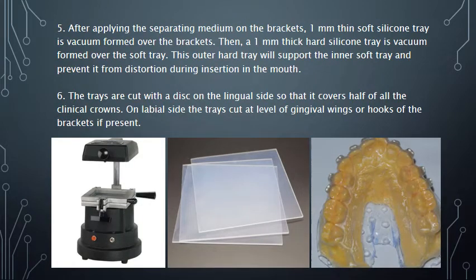After applying the separating medium on the brackets, a 1 mm thin soft silicone tray is vacuum formed over the brackets. Then a 1 mm thick hard silicone tray is vacuum formed over the soft tray. This outer layer tray will support the inner soft tray and prevent it from distorting during insertion in the mouth. The trays are cut with a disc on the lingual side so that it covers half of all the clinical crowns. On the labial side, the tray is cut at the level of the gingival wings or hooks of the brackets if present.